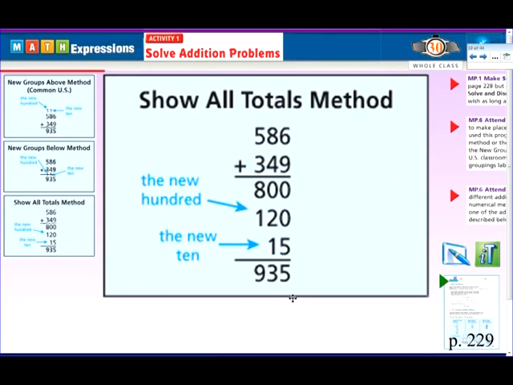And the show all totals method, where you add up the hundreds, the tens, and the ones. And so you have hundreds, tens, and ones. And then you can see that the tens automatically get added and the 100 automatically gets added.